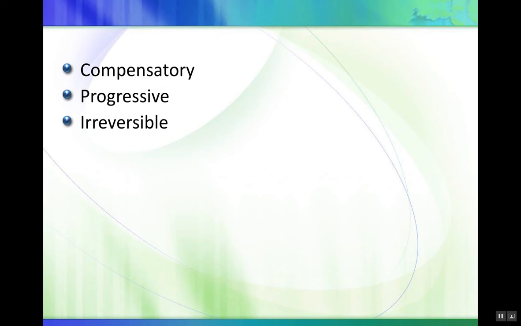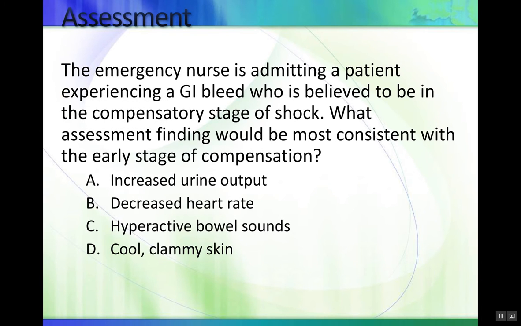So our stages of shock are discussed starting on page 288 in Brenner's 13th edition. We'll talk about the compensatory, progressive, and irreversible stages, and I'm going to go through those one by one. But just so that you know in your book what you want to start looking at as I'm talking about it, it's page 288, and it ends on page 292. So those are the pages that we're talking about.